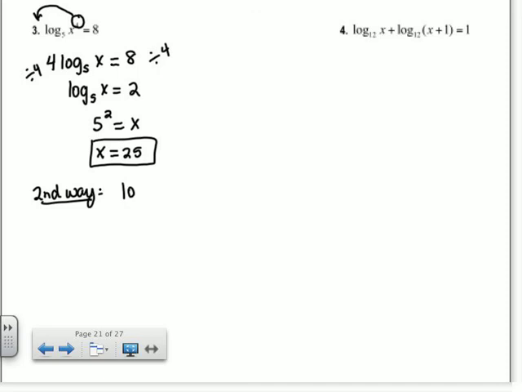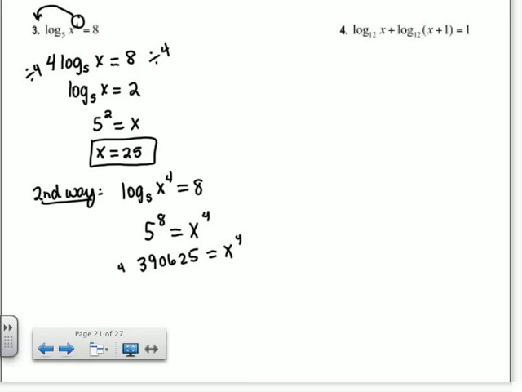So this is what Carolyn was saying, which is completely right. But if you didn't notice you could pull the 4 to the front, you would say 5 to the 8th equals x to the 4th. And then you'd calculate 5 to the 8th. So if you put 5 to the 8th in your calculator, you get 390625 equals x to the 4th. So then you take the 4th root.